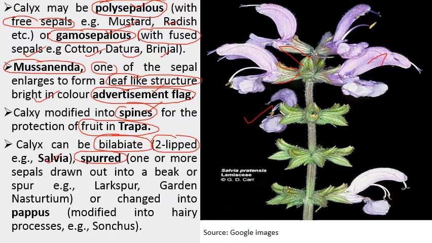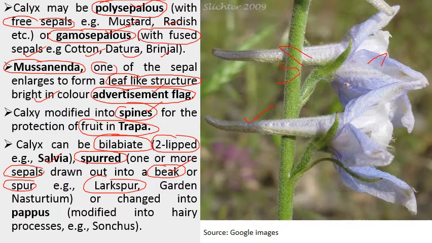Then there are spurred. Spurred means इसमें एक और ज़्यादा sepals they are drawn out to form a beak-like structure, जिसमें beak bird की beak की तरह structure बनता है. That structure is known as spur. So वैसा structure बनता है by the modification of one or more sepals. In case of plant like larkspur, this is the photograph of this larkspur. इसमें जो एक sepal है modify होता है to form this beak-like structure जिसे कहा जाता है spur.